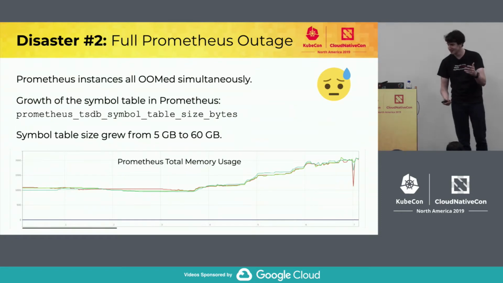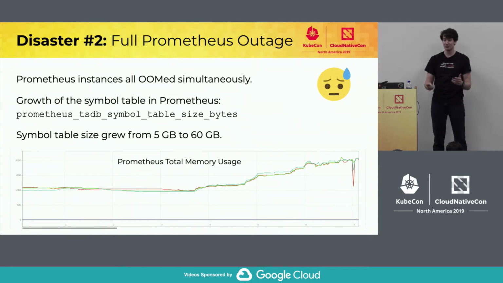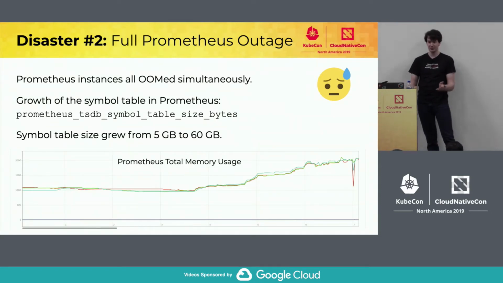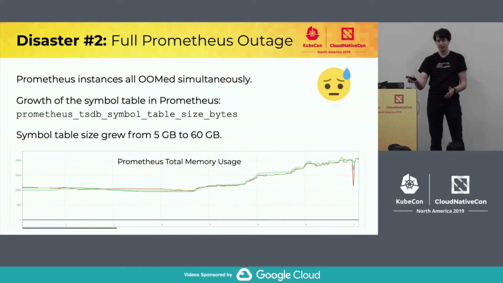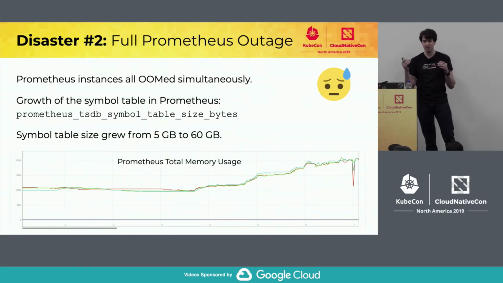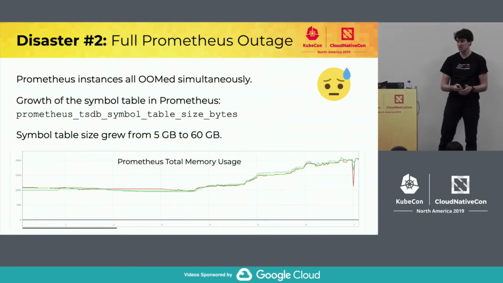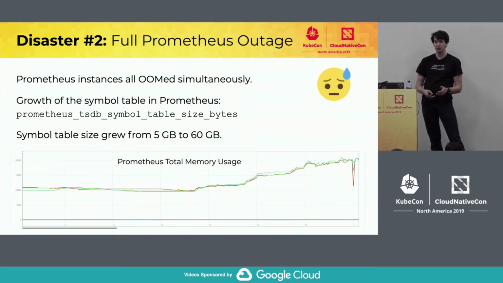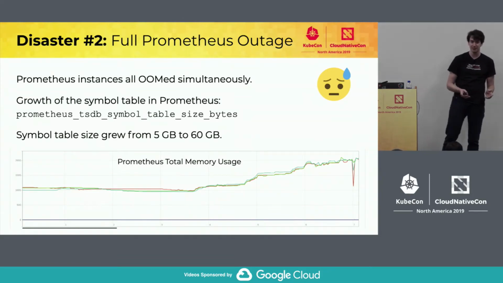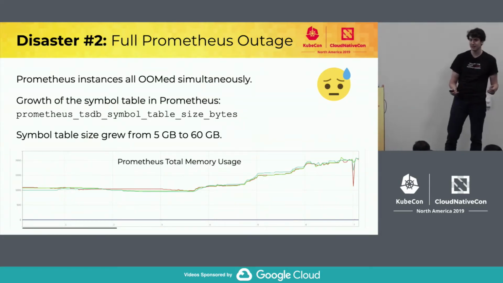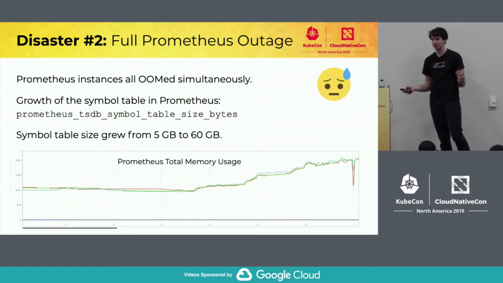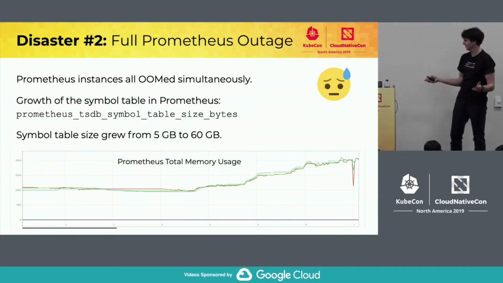This is bad. Started debugging into it, and this was hard to solve. This was our only clue. It was like, what the heck? There's a ton of memory usage. And going around, the thing we found was symbol table size. It grew from 5 gigabytes to something on the order of 60 gigabytes before everything crashed. What does that mean? What is a symbol table in Prometheus? Yeah, what is the symbol table in Prometheus?